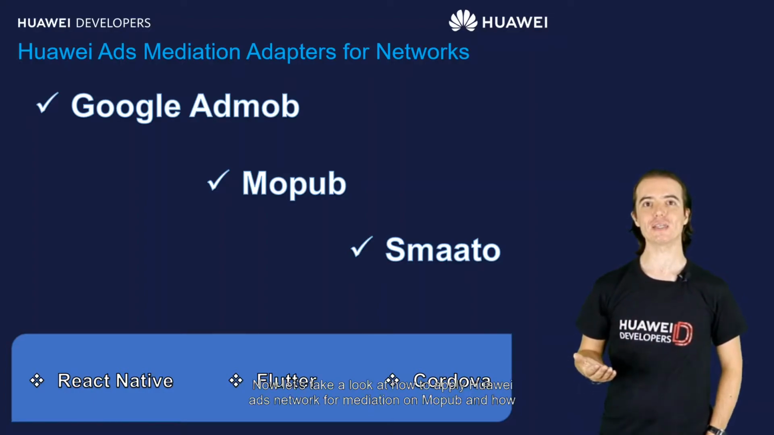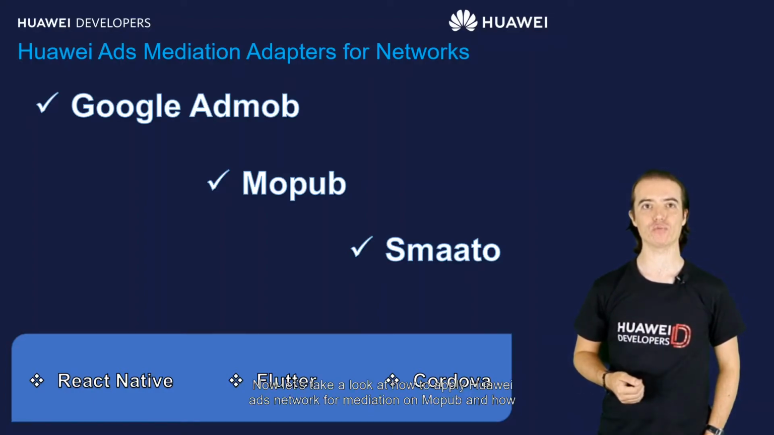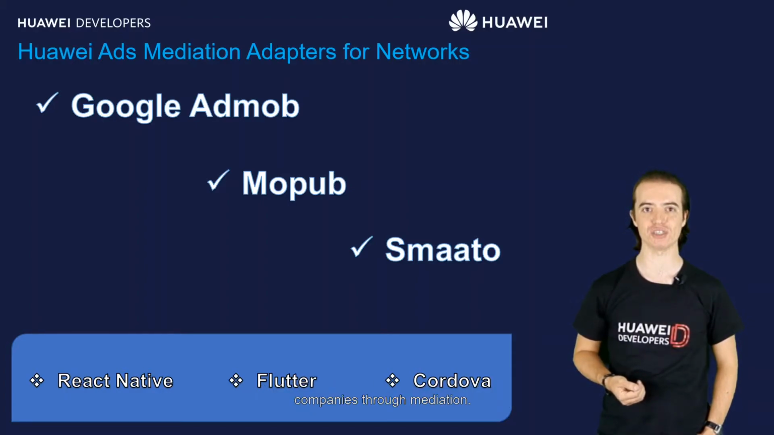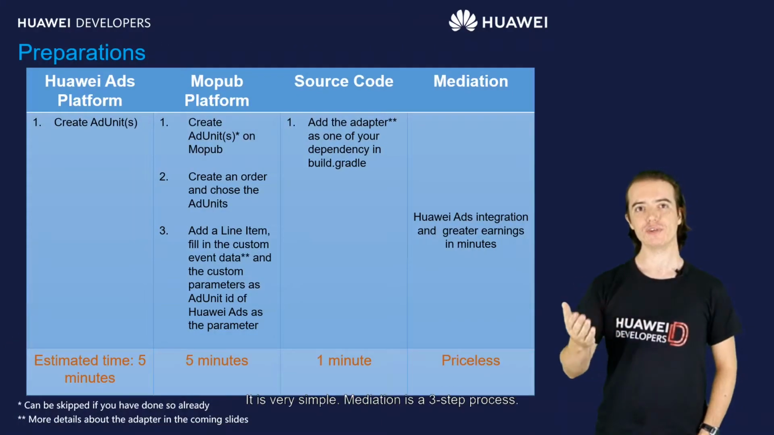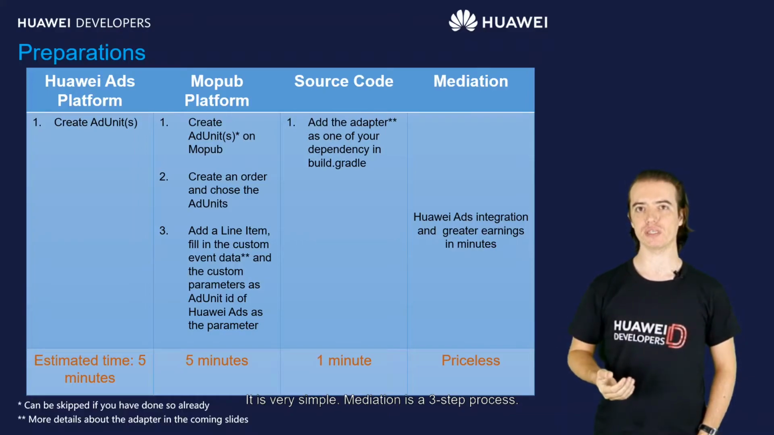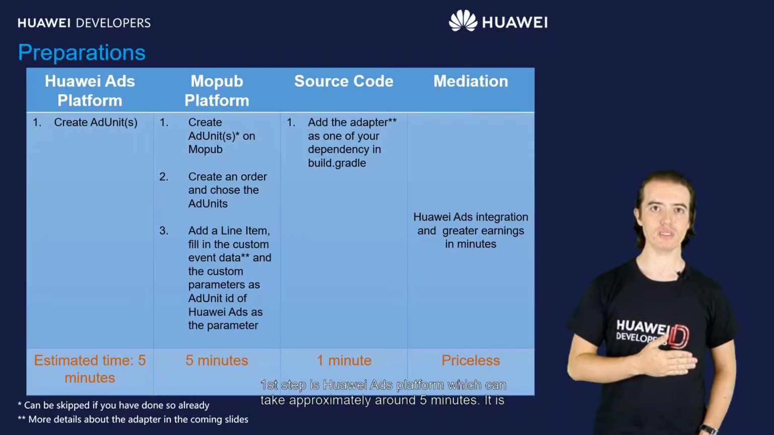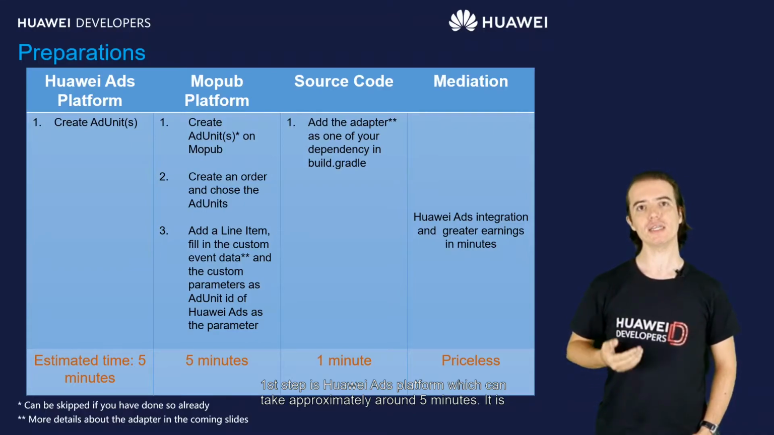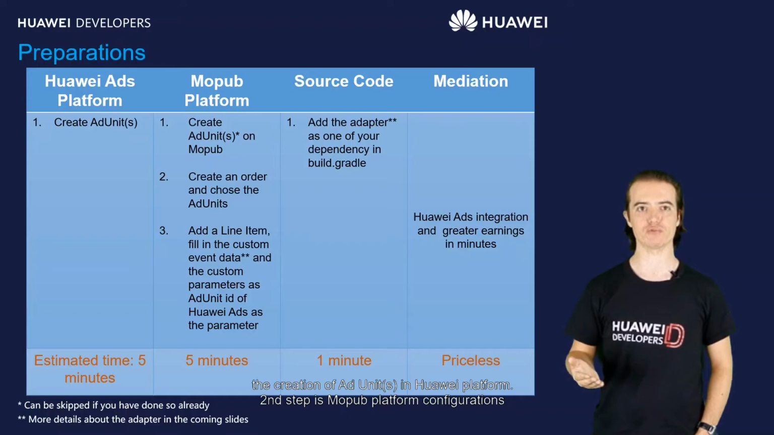Now, let's take a look at how to apply Huawei Ads Network for mediation on Mopub, and how Huawei Ads can help you increase your revenue from ads business with more advertisement companies through mediation. It is very simple. Mediation is a 3-step process. First step is Huawei Ads Platform, which can take approximately around 5 minutes. It is the creation of ad units in Huawei platform.